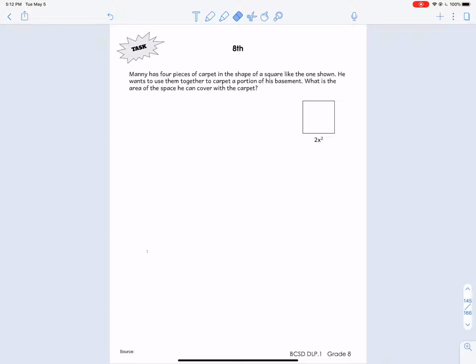It says we have a square piece of carpet, and there's a drawing of it. One side is labeled as 2x squared, so that's the length of one side, and he wants to put them together to carpet a part of his basement. And we have 4 of these pieces. We want to put them together and know how much area he can cover. It doesn't say how we're putting them together, but it doesn't matter because it's just talking about area.